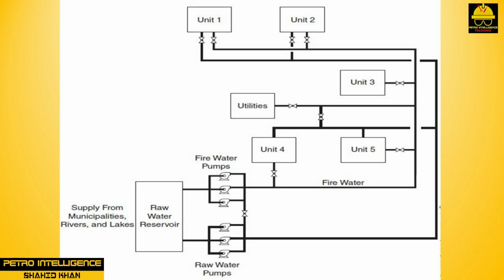Raw water and fire water systems. A storage reservoir, supplied from municipal sources or local rivers and lakes, normally supplies the plant systems that require raw water, RW, which is used for all purposes throughout the plant, and fire water, FW, which is used only in specific units such as boilers, which usually must be treated for purity.